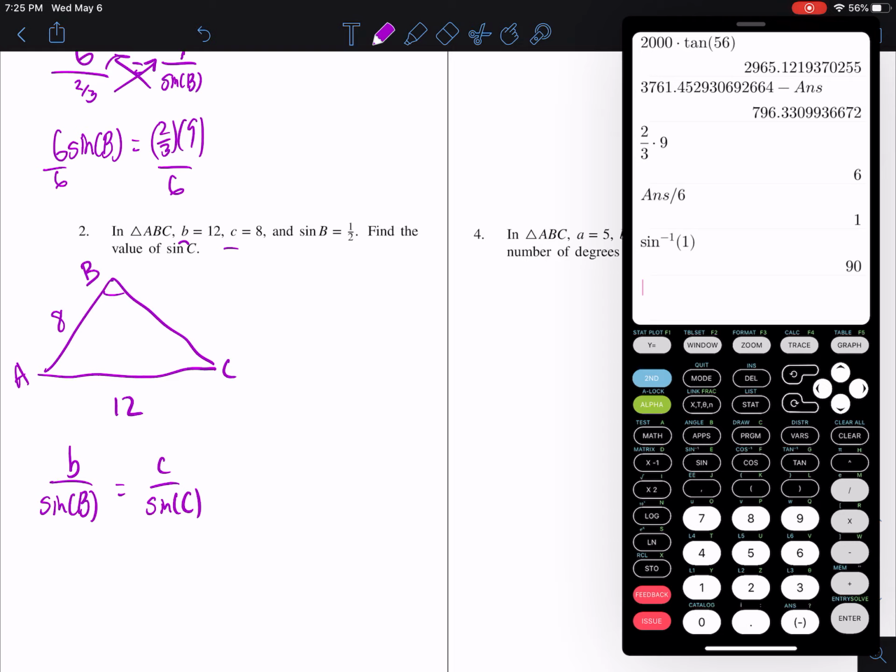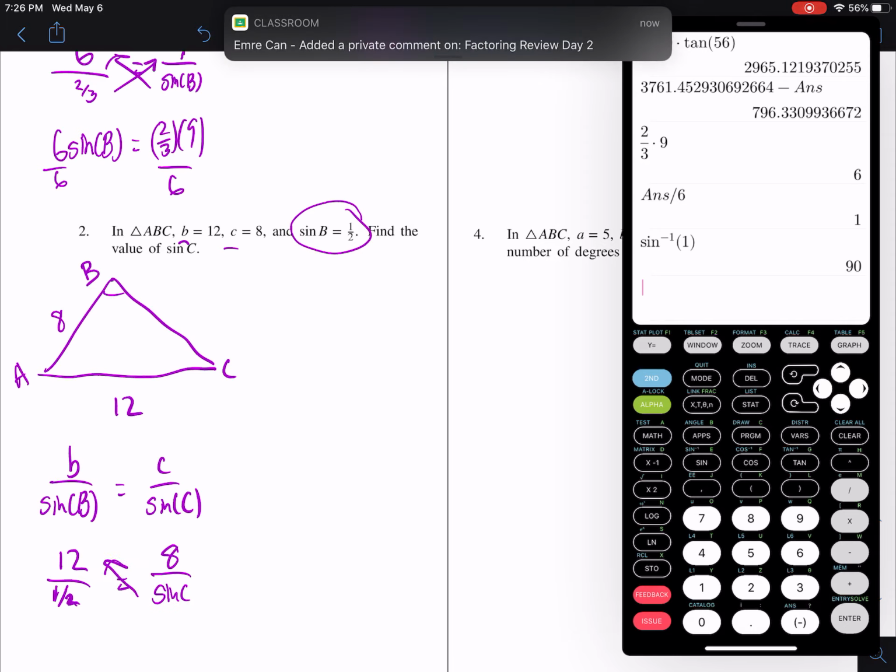And so now I'm just going to plug in 12 over 1/2. Why 1/2? Well, 12 over 1/2 is simply the sine of b being 1/2. Again, they didn't tell me what b was. If they told me what b was, I'd be doing the sine of, let's say, 40 degrees or the sine of 15 degrees. C is 8, and I don't know what the sine of c is.